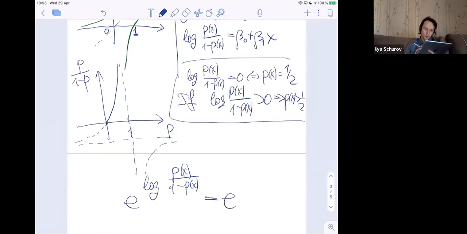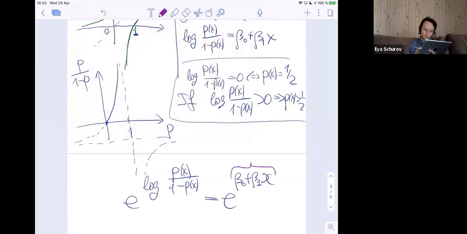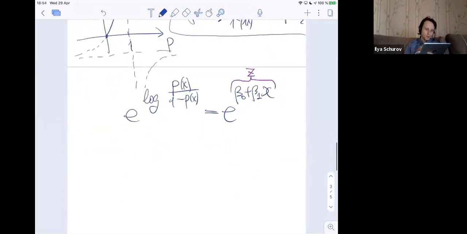And it equals e to the power of this thing. Just not to repeat this formula again and again, let me denote it by one variable z. So I have the following formula now: e to the power of logarithm of p of x over 1 minus p of x equals e to the power of z.